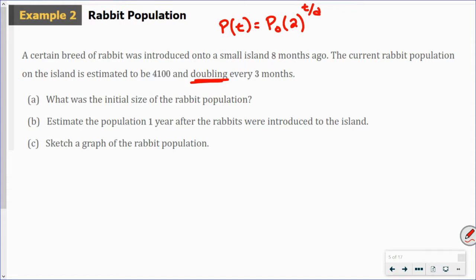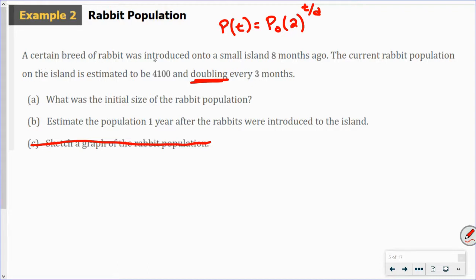But if you notice, it doesn't actually give me the initial population. It says, what is the initial population? Estimate the population after 1 year, and then sketch a graph. Okay, we're not going to sketch a graph, but I definitely want to look at A and B. So I need to find the initial population.